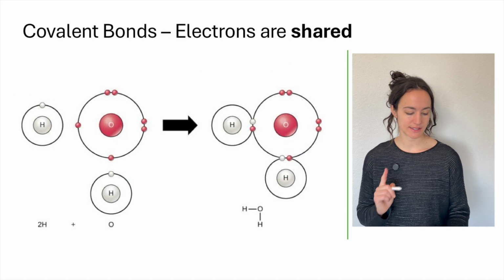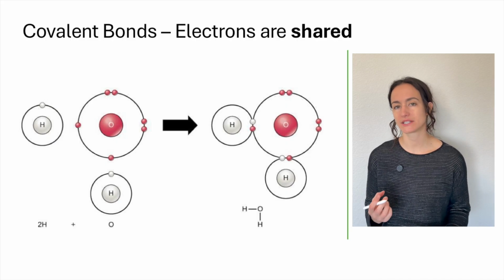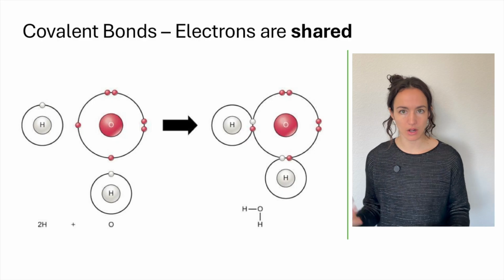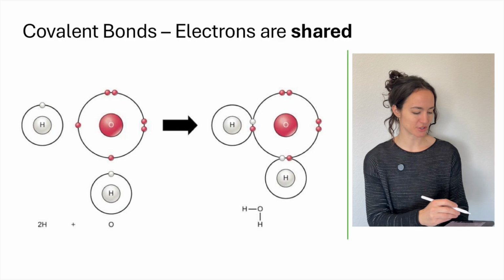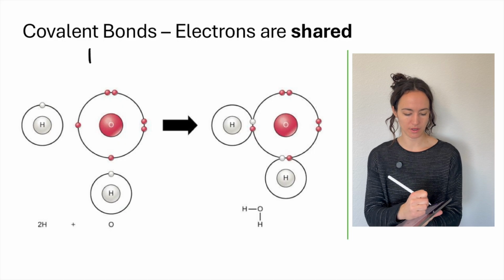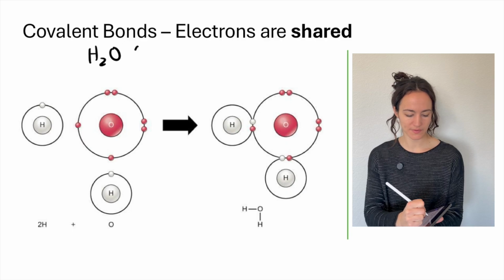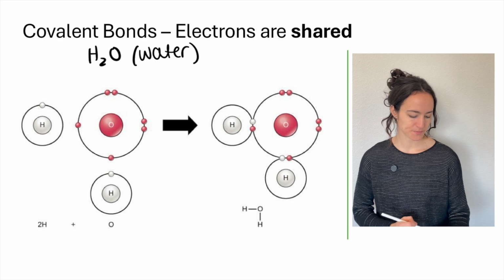Covalent bonds is the name for when we have sharing of electrons. So when atoms are coming together through covalent bonds, this is molecules. So here we have an oxygen and 2 hydrogens. You should be recognizing what this compound is. 2 hydrogens and 1 oxygen, that's H2O. The substance of life, that is water.